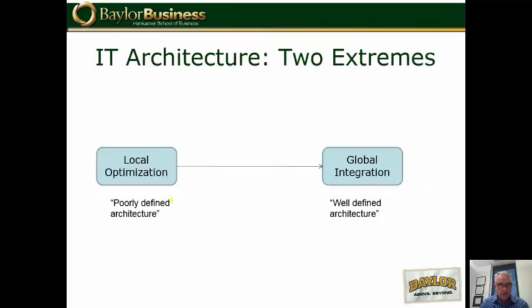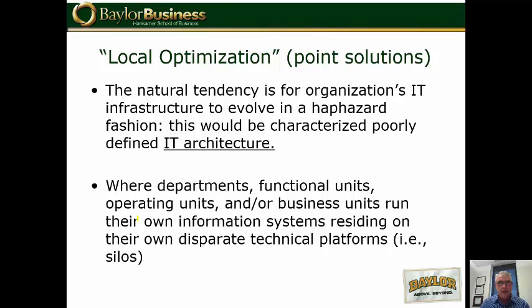What we typically see with organizations are two different extremes. On the left here, one extreme is what I call local optimization, which is a poorly defined architecture. Global integration is what I consider a well-defined architecture. So let's dig a little bit deeper into what these two refer to, and let's start with local optimization, also known as point solutions or silos, and why is this such a problem for organizations? So let's get into that some.